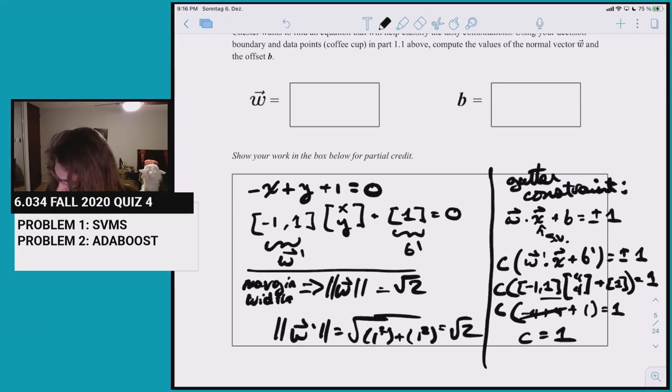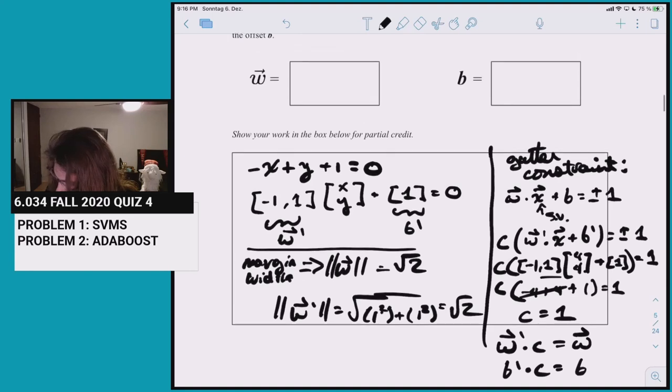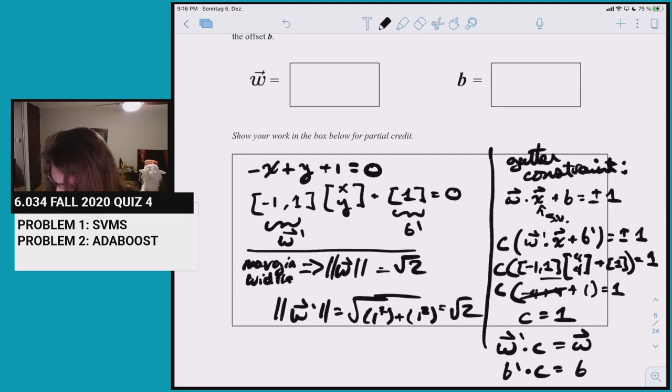And what this says is W prime times C is equal to W vector. B prime times C is equal to B. So I'm just going to write the final answer at the top, which is that W vector is negative 1, 1. And B is 1.